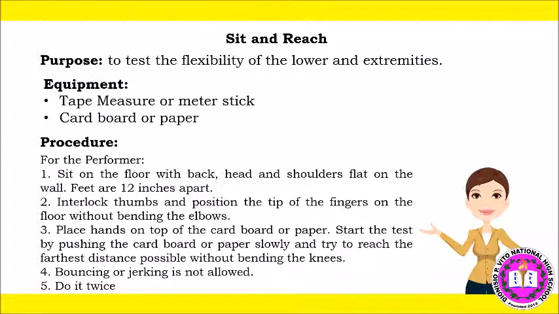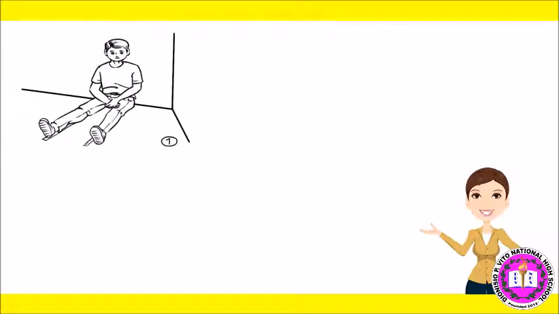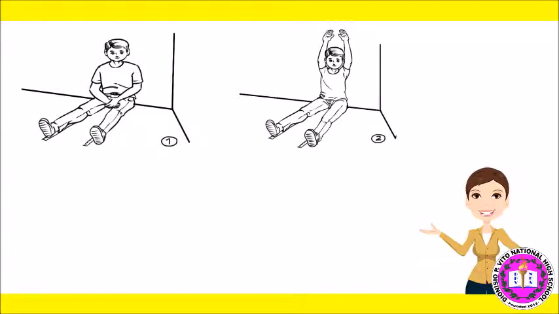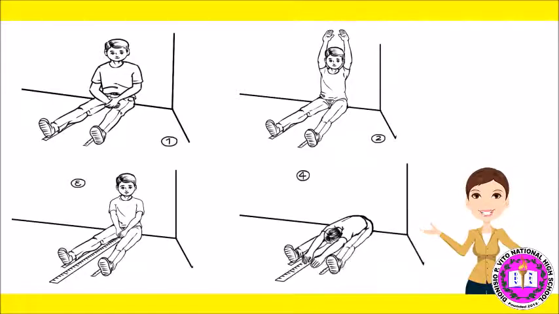Second, interlock thumbs and position the tips of the fingers on the floor without bending the elbows. Third, place hands on top of the cardboard or paper. Start the test by pushing the cardboard or paper slowly and try to reach the farthest distance possible without bending the knees. Fourth, bouncing or jerking is not allowed. Fifth, do it twice.